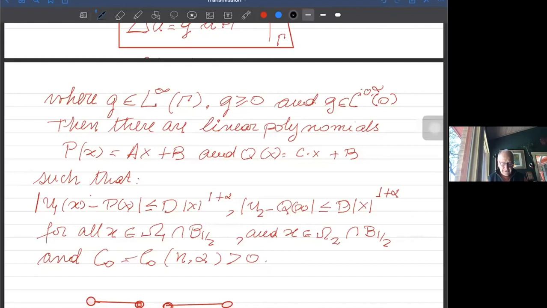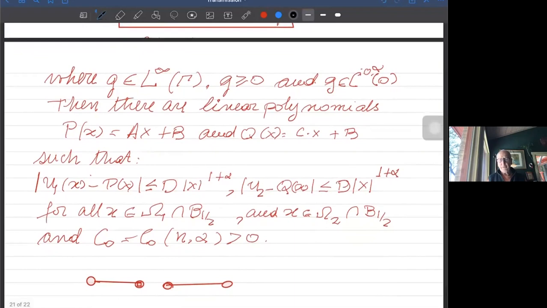And this is true for any x that belongs to gamma 1 minus the intersection with v1 half, and x in gamma 2 intersection v1 half. So it's coming from one side and coming from the other, they have these two regularities. Okay, I wanted to do that from the beginning, right?